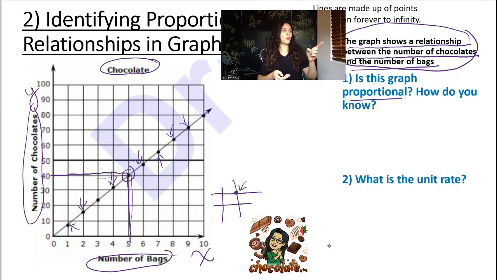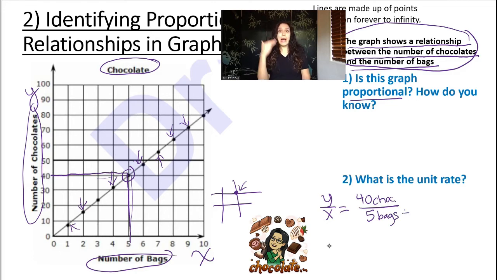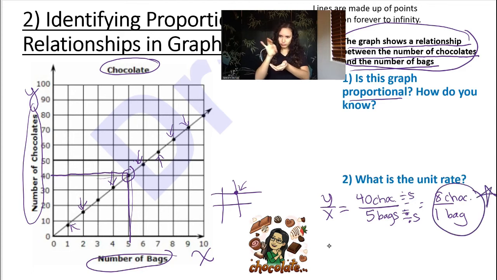So 40 over 5. So I can do y over x. Well, I want that in complete sentences. This is going to be good work for the unit rate. So I'm going to put y over x equals 40 chocolates over 5 bags. Well, I know that's going to equal 8. But I'm already in the section, so let me just continue it. So that's going to be 8 over 1. So there's 8 chocolates per bag. That's my unit rate, and that's going to be the unit rate for the rest of them.